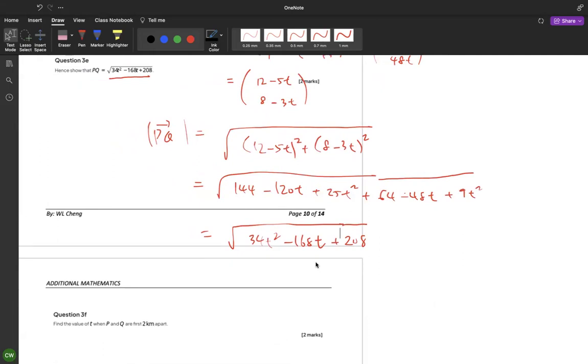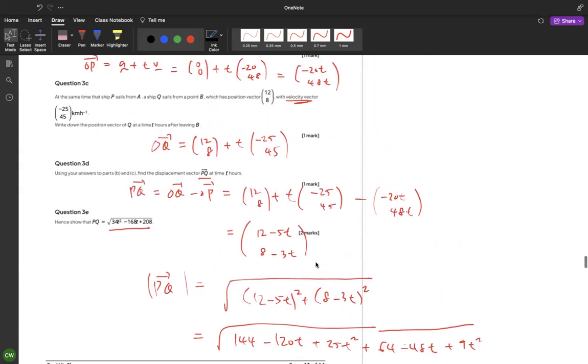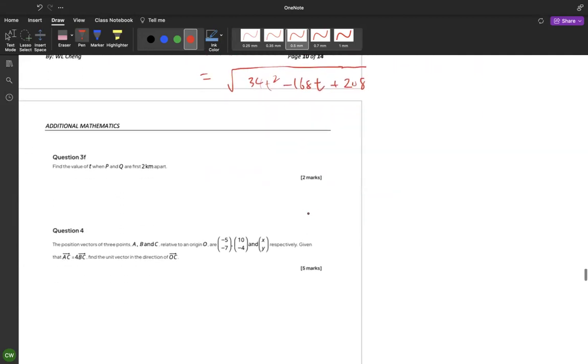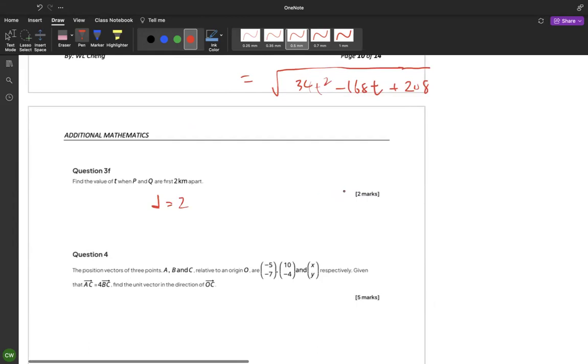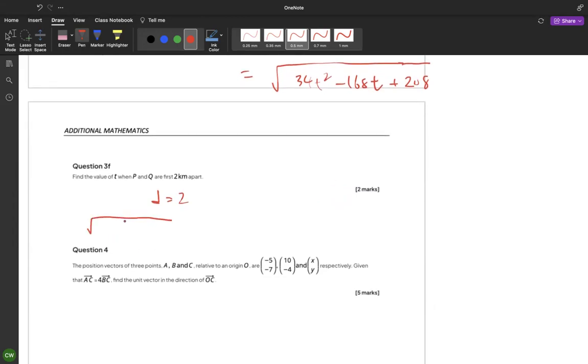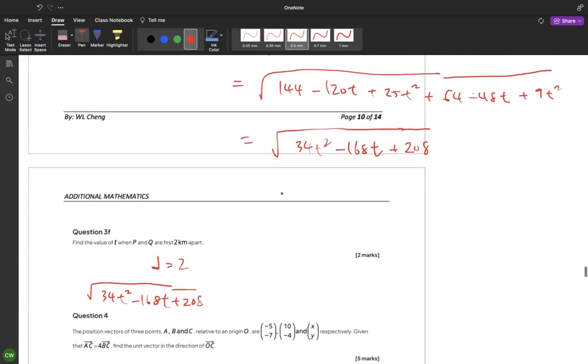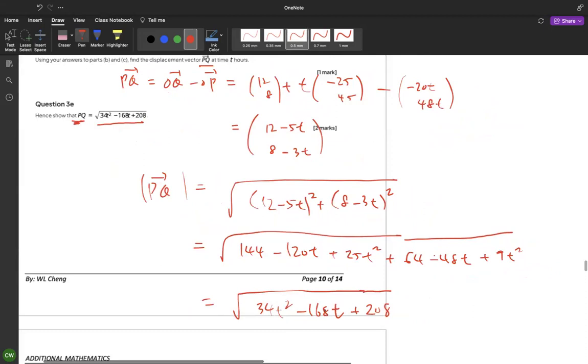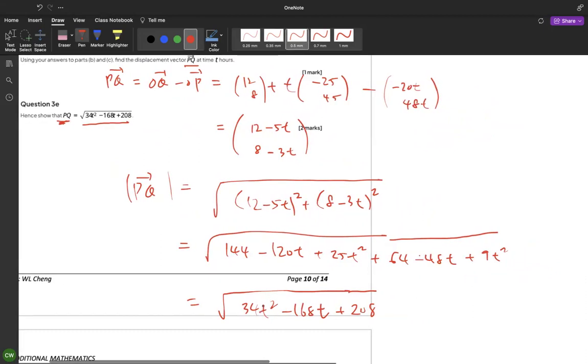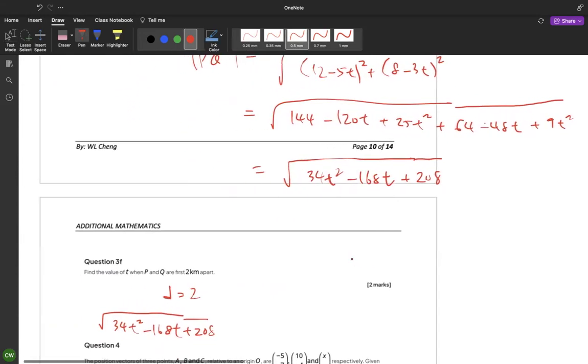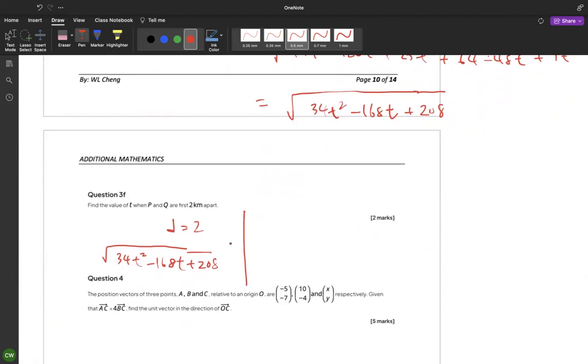Find the t when they are 2 km apart. Is the unit for PQ in meters or km? This is km. So it's in km. Find the t when the distance is now 2. Can you solve for this equation? It's 34t square. Okay, solve for this. Please solve and see. If it's equal to 2, what is the value of t?